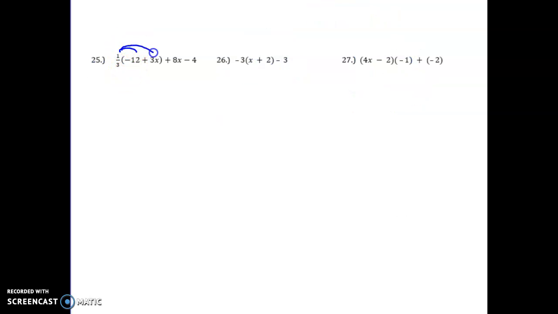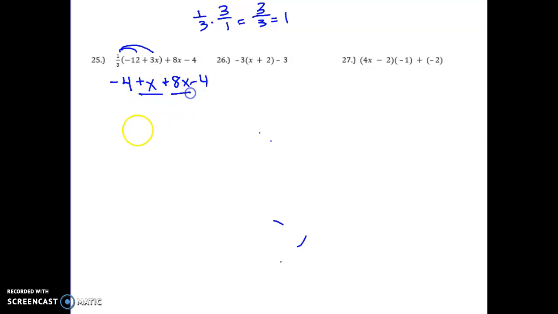For this one we're going to distribute the 1/3. 1/3 times negative 12 is negative 4. 1/3 times 3x would just be 1x, so we're going to write that as x. So 1/3 times 3/1, we would just get 3/3, which is 1. 1 times x is just x. Again, we don't write the 1. Plus 8x minus 4. Now I combine my like terms, and I'm going to get 9x, and then I have a negative 4 minus 4, so 9x minus 8.